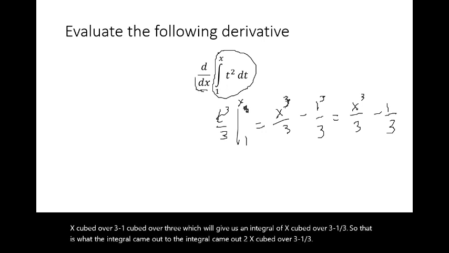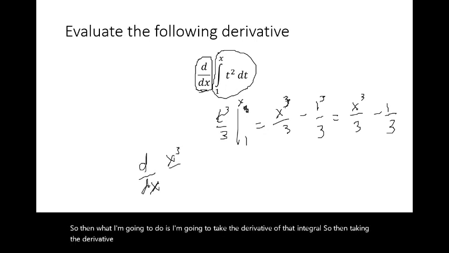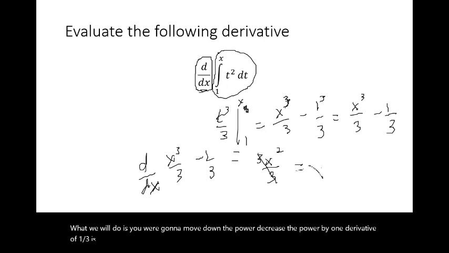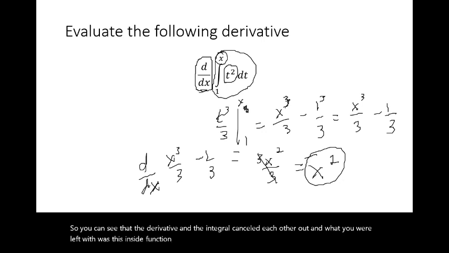So then what I'm going to do is take the derivative of that integral. So taking the derivative of x cubed over 3 minus 1/3, we're going to move down the power and decrease the power by 1. The derivative of 1/3 is 0, and that gives you x squared. So you can see that the derivative and the integral canceled each other out, and what you were left with was this inside function here, evaluated at this upper bound right there.